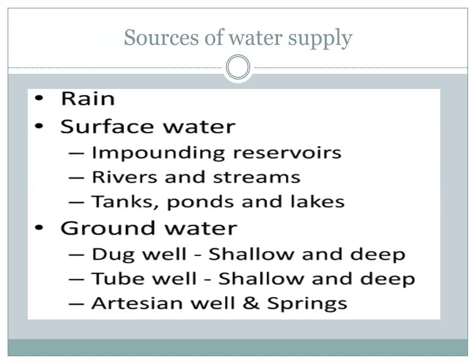So the sources of water supply include rain, which is a very important source of water supply. A number of regions are critically dependent on rain, especially for agricultural and consumption purposes, for example, the subcontinent. Then we have surface water, which includes impounding reservoirs, rivers and streams, tanks, ponds, and lakes. The reservoirs are artificially created for supplying water to humans. Groundwater includes wells. Wells can be dug wells and tube wells. Dug wells are shallow and deep, and the tube wells are also shallow and deep. And then the third type is artesian wells and springs.